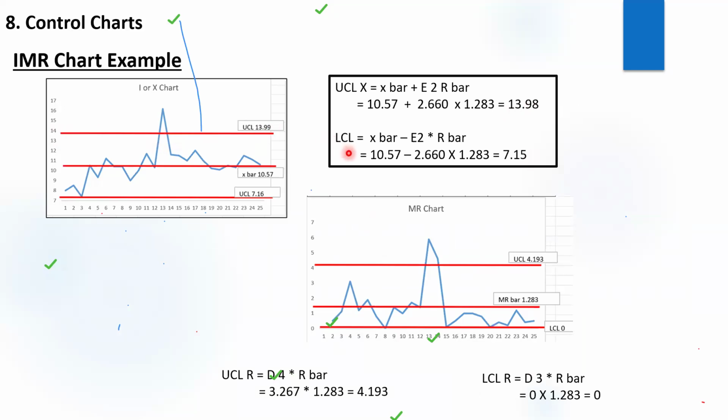Very good. What is the lower control limit? X bar minus E2 R bar. X bar value is 10.57, E2 is 2.660, R bar is 1.283. LCL is 7.16.